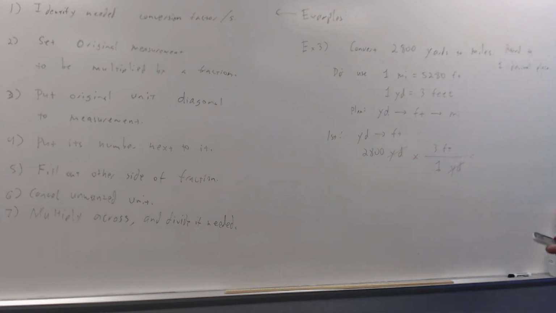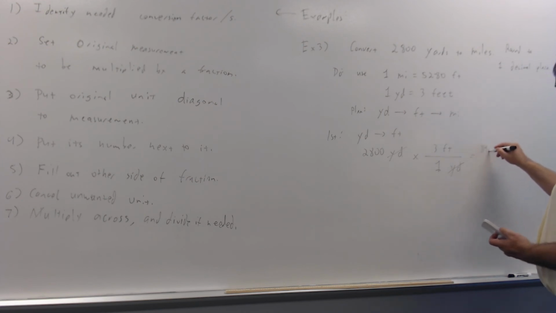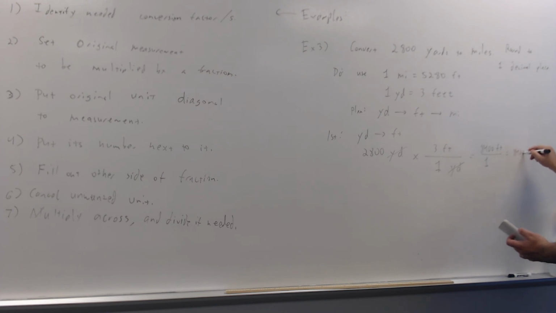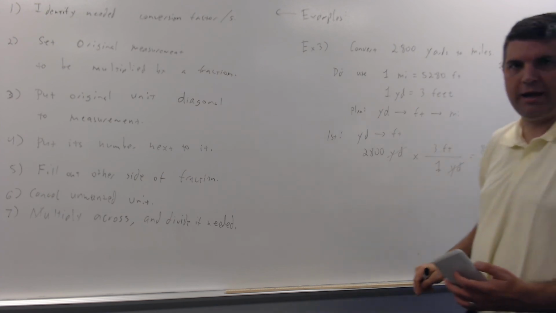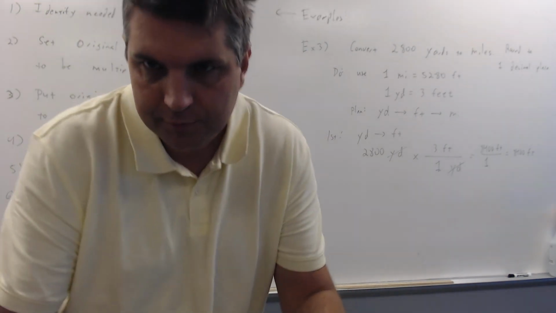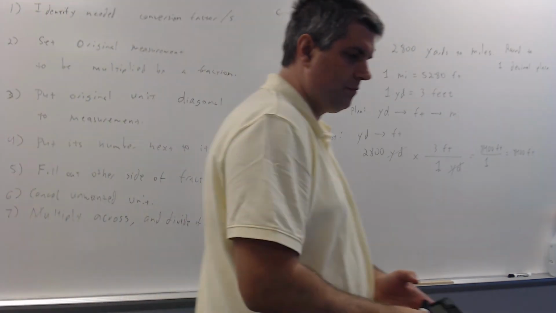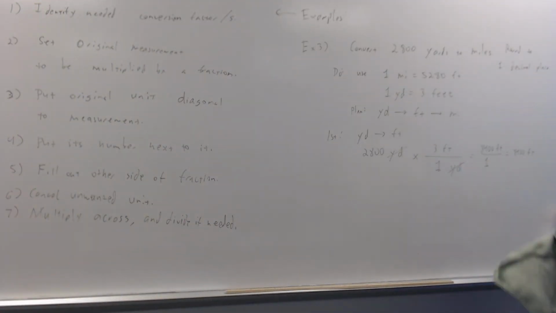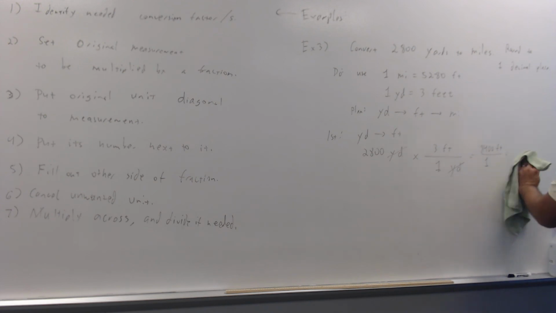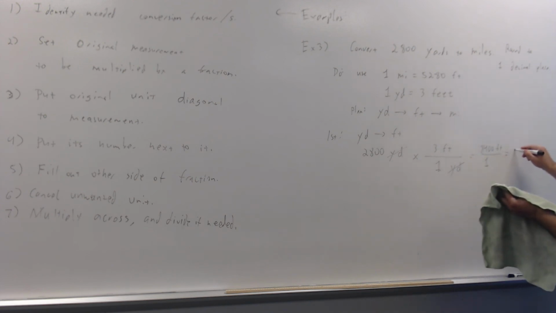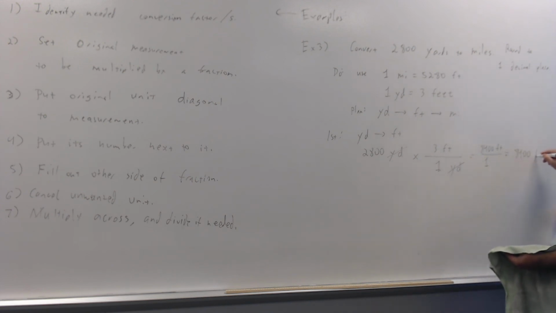2,800 times 3 is 8,400 feet. Over 1 yard, or just over 1, sorry, the yards cancel. So that's just 8,400 feet. I'll write it a little bigger since it's visible. 8,400 feet.